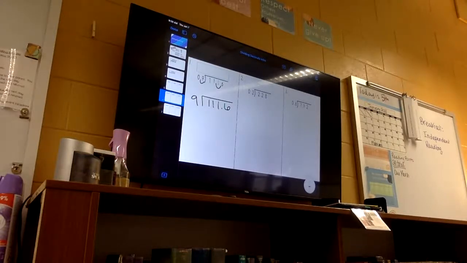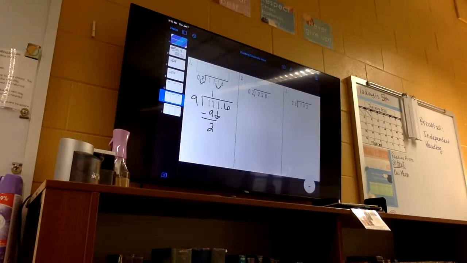All right, so now what do I do? Divide. I do just the regular division. Okay, so 1 divided by 9, can I do that? I can't, because 1 is less than 9. So I have to use 11. So 11 divided by 9. 1. So 11 minus 9 is 2.